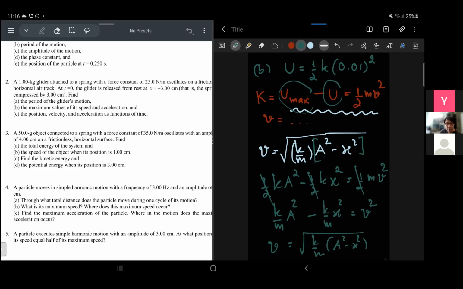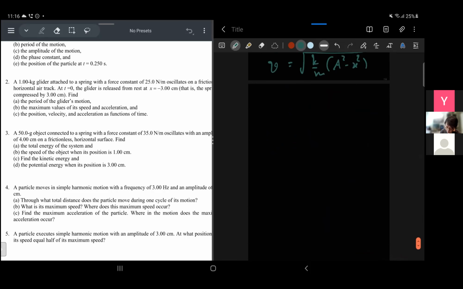And the same thing goes with part C and part D. They want to find the kinetic energy, so my approach is a direct application to part C as well. In part C, they want the kinetic energy and potential energy when it's positioned at 3 centimeters. So right away, the potential energy is 1/2 K times 0.03 meter squared. The rest has to go to the kinetic energy, so your kinetic energy at this point is U max minus U, and then you're done. That makes part C and part D even easier.